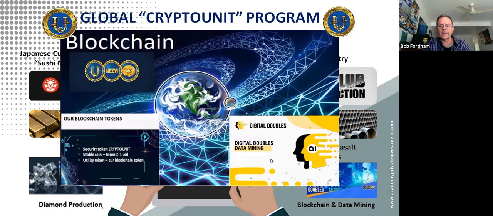So we also created our Digital Doubles, which is a data mining phase. This is an incredible AI software that has the ability to reach out with 100,000 nodes to over 1 billion social media accounts. So if you have any aspirations of being a social media influencer, no matter what business you're in, then you need our Digital Doubles program, which has also been registered as Digital Doubles Inc. in Delaware, USA.